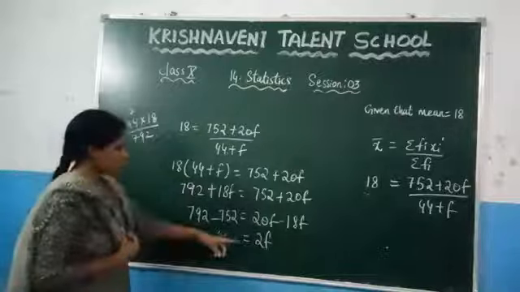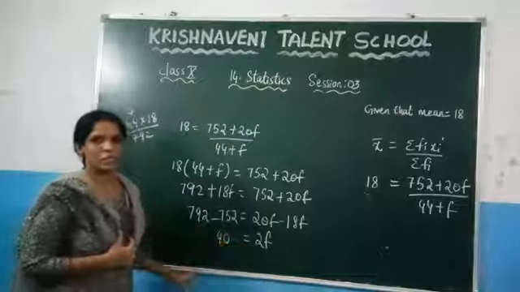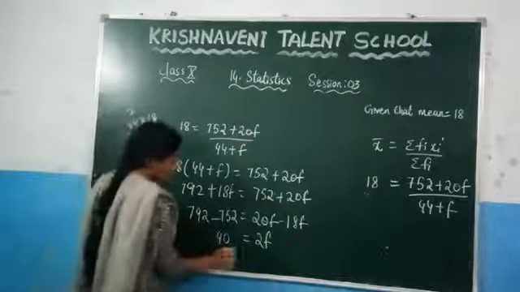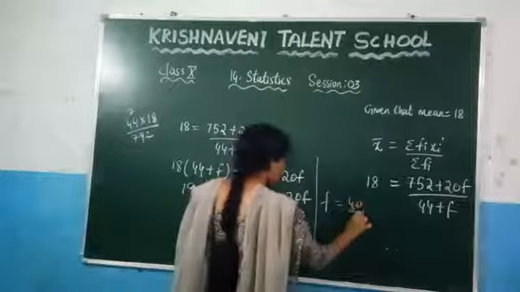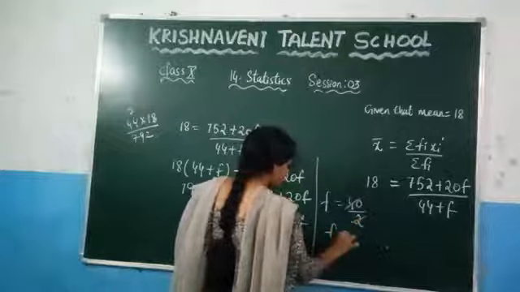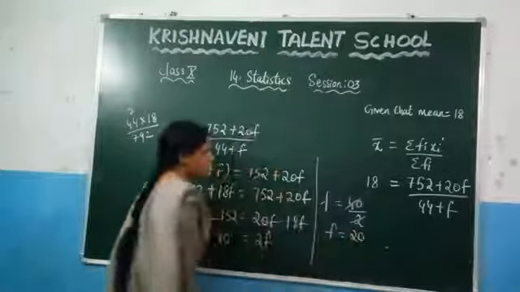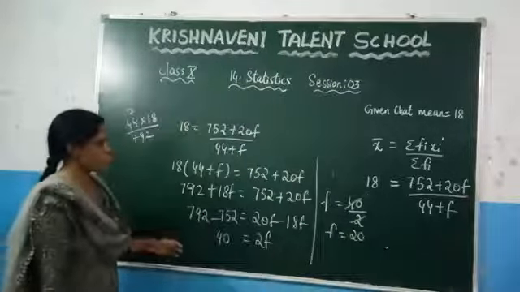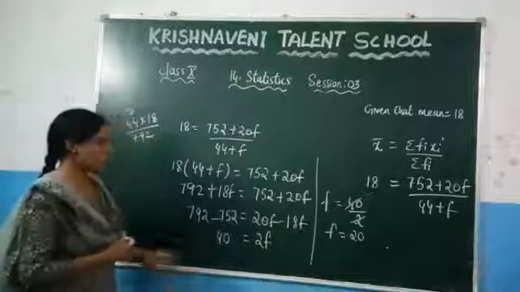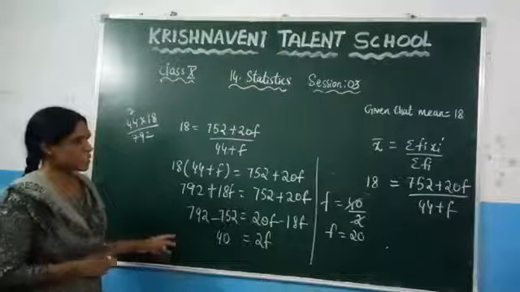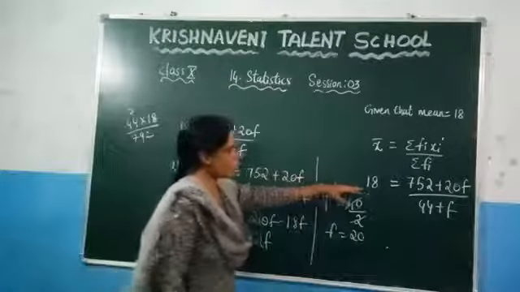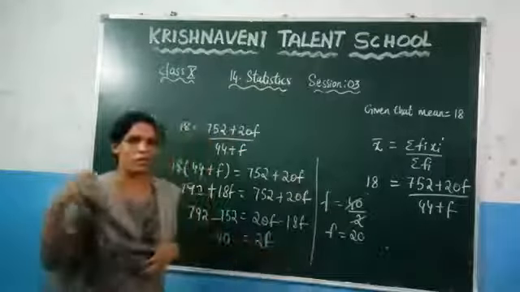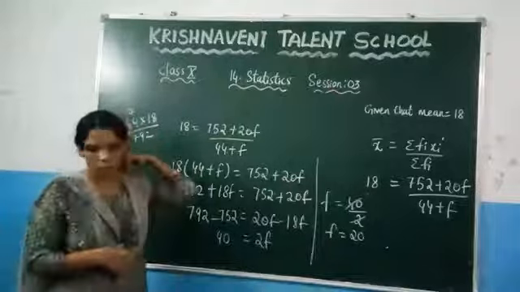Now here, 40 is equal to 2f. If you take 2 to this side, it will become division. You will get f is equal to 40 by 2, which gives you 20. So what is the missing frequency in this problem? It is 20. So if the mean is given, just equate the mean to the formula of any method. After solving, you will get the value of f as 20. Now see the next problem.